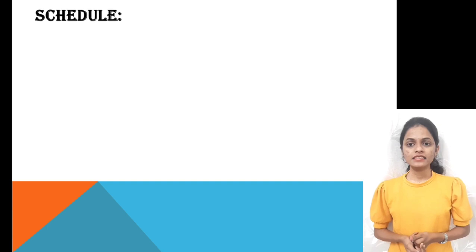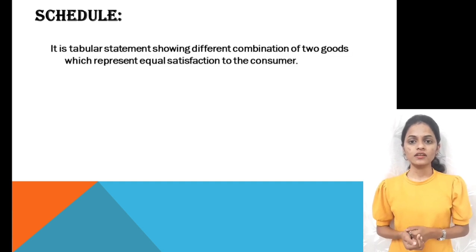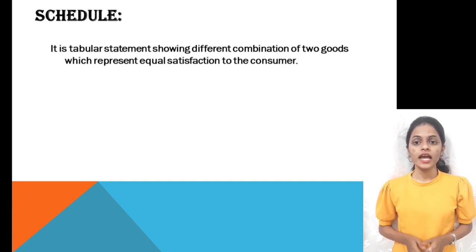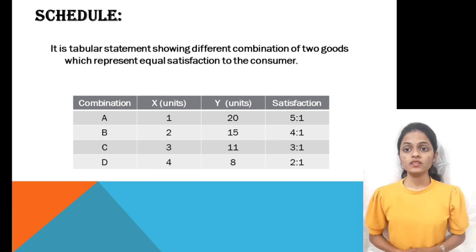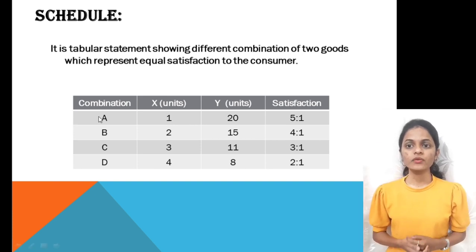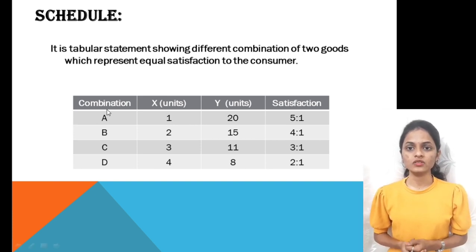Moving ahead, let's discuss the schedule. So, what is schedule? It is a tabular statement showing different combinations of two goods which represent equal satisfaction to the consumer. So, schedule says that combination between two commodities to satisfy the consumer's needs.